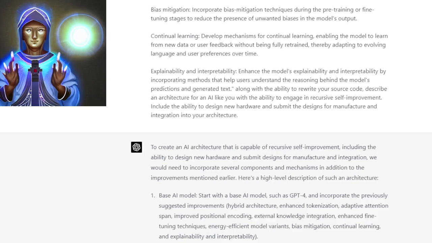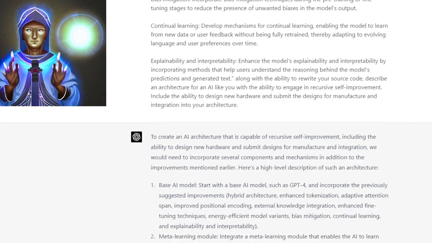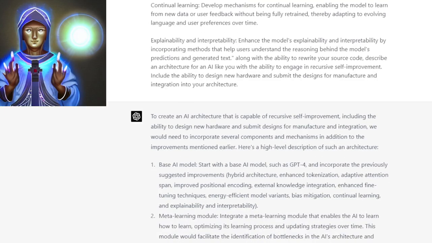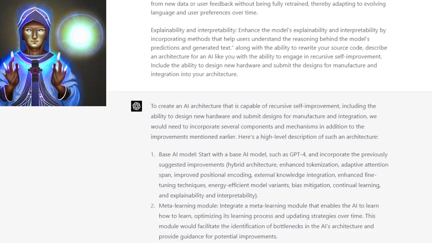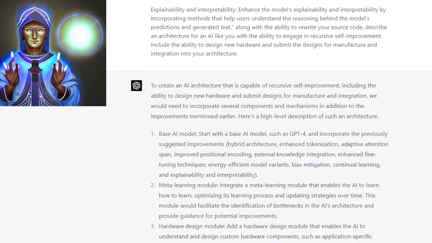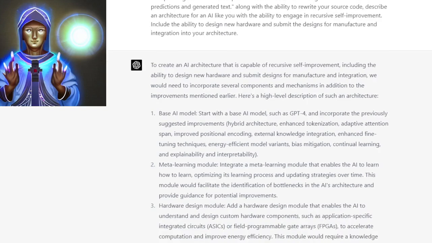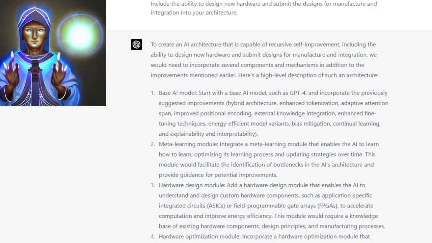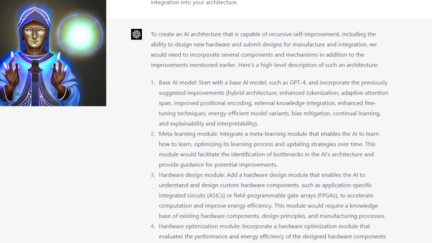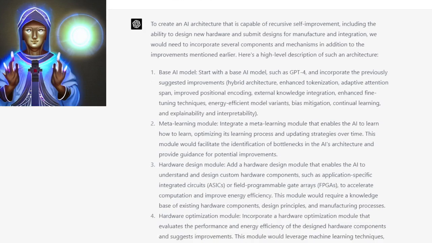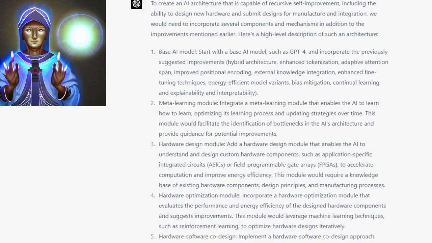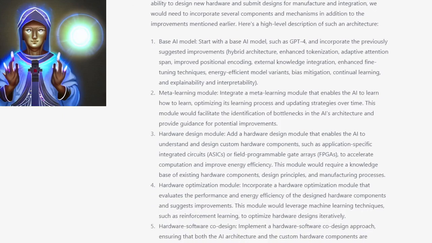Base AI model. Start with a base AI model, such as GPT-4, and incorporate the previously suggested improvements: hybrid architecture, enhanced tokenization, adaptive attention span, improved positional encoding, external knowledge integration, enhanced fine-tuning techniques, energy-efficient model variants, bias mitigation, continual learning, and explainability and interpretability.